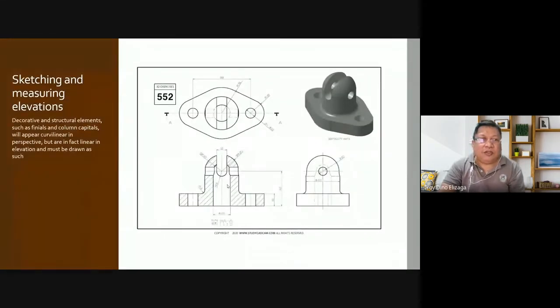There are also decorative and structural elements such as finials and column capitals that will appear curvilinear in perspective, but are in fact linear in elevation and must be drawn as such. So we also need to be able to analyze how it would look in elevation. For example, this is round in perspective, but actually it's just straight, no? And then it's domical here, so things like that.